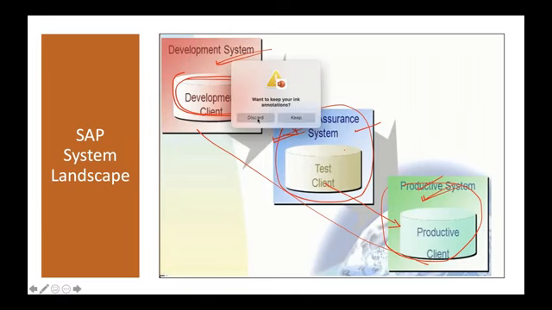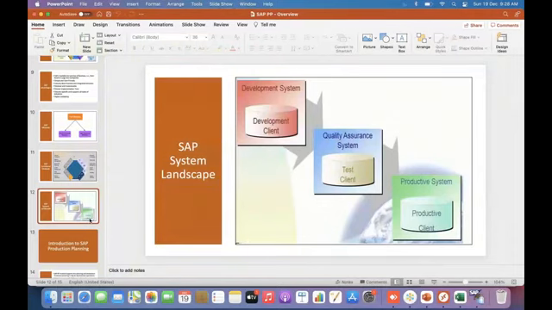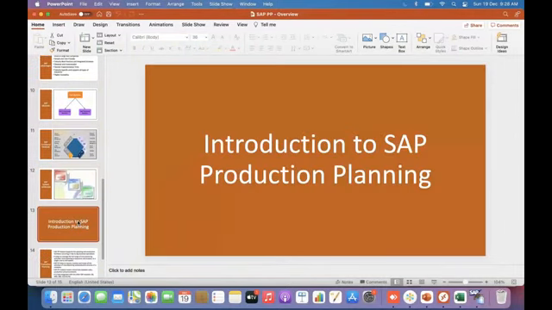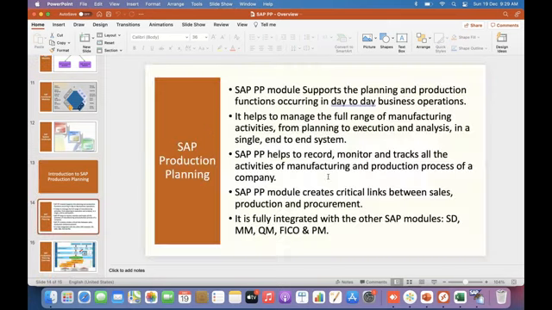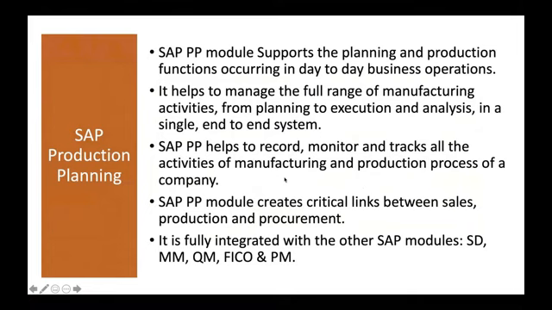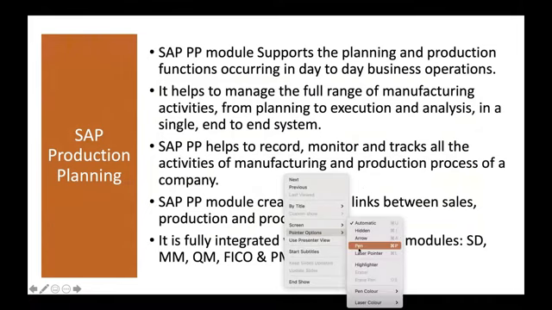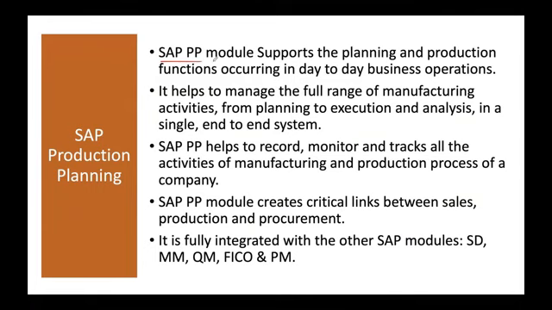Now we will talk about the PP module. We have understood all the modules in SAP. So what is the PP module, what functionalities are offered in the PP module, everything we will discuss now. The SAP PP module supports the planning and production functions occurring in day-to-day business operations. Basically, the PP module supports both planning and manufacturing, production.